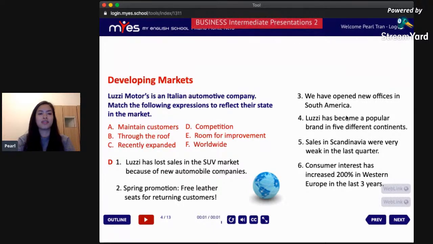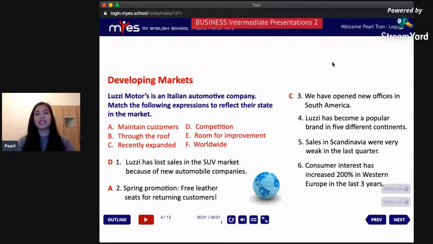Number 2, spring promotion, free leather seats for returning customers. This one's a little easy. Returning customers. So it is A. We want to maintain customers, so we're offering discounts or promotions for existing customers or returning customers. Number 3, we have opened new offices in South America. This could only be one thing. So recently expanded, C. Expanded, because we're making our company bigger, we're expanding. Recently, it's new. So recently expanded, we have opened new offices in South America.